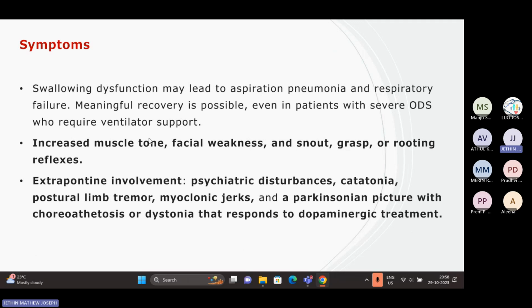Other symptoms are increased muscle tone, facial weakness, rooting reflexes, and extrapontine involvement can cause psychiatric disturbances, catatonia, postural limb tremors, myoclonic jerks, and even a Parkinsonian picture with choreoathetosis or dystonia. Because of swallowing dysfunction in ODS, that can also lead to aspiration pneumonia and respiratory failure.